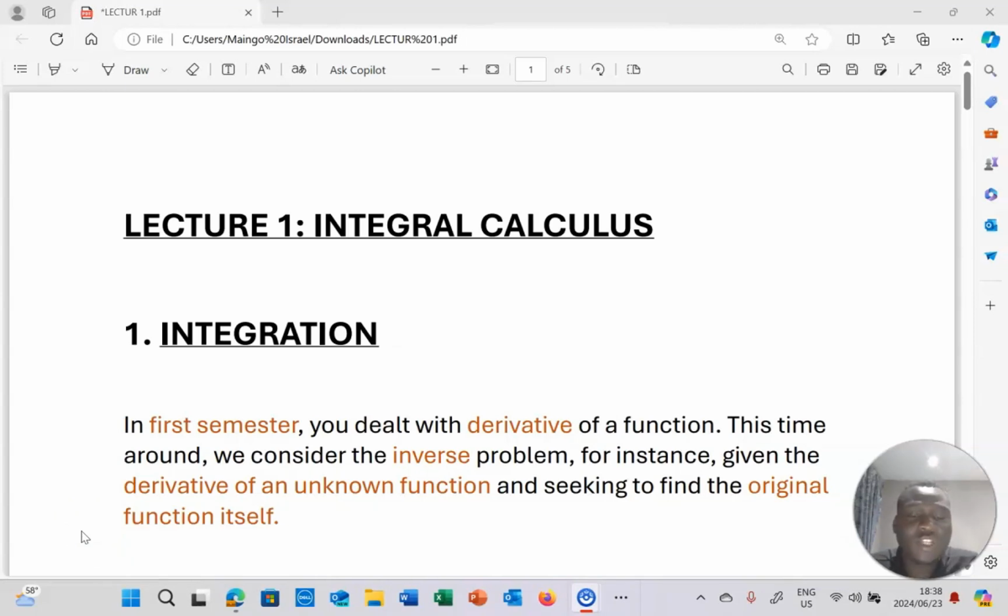So today I would like to take you through a mathematical concept called integral calculus. I'll be dwelling so much in the introduction to integration.